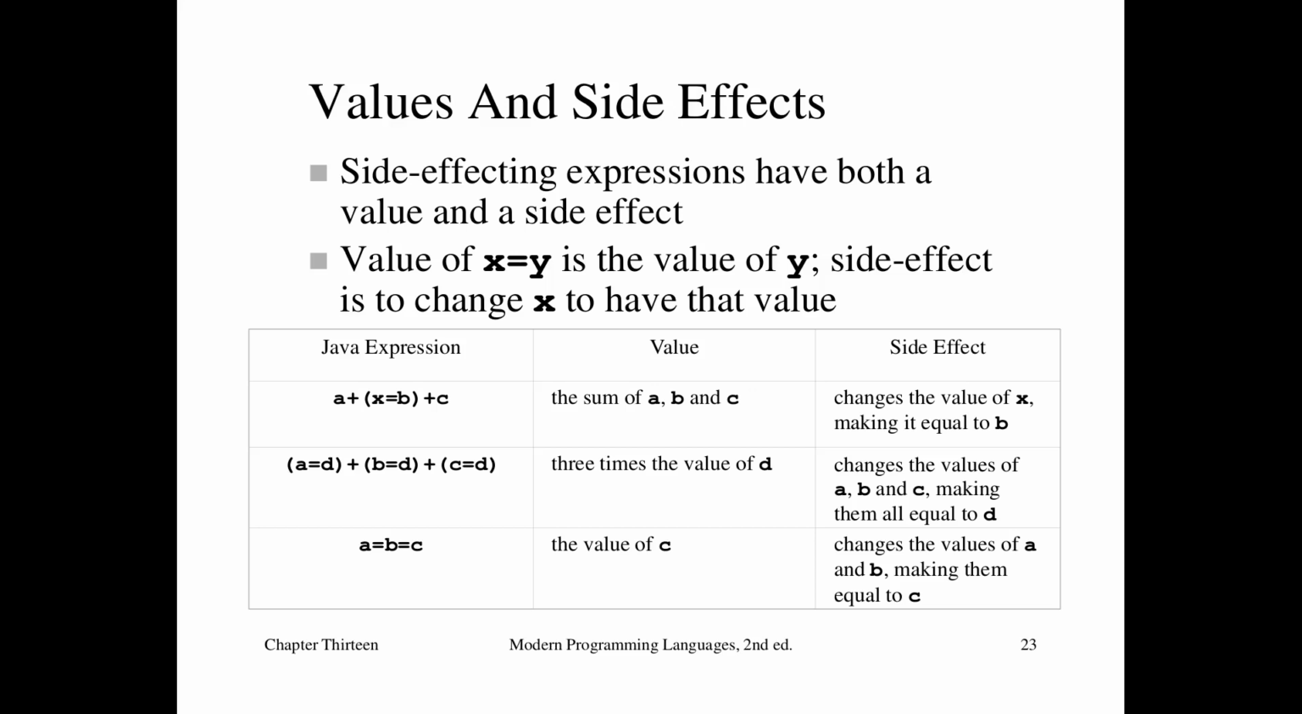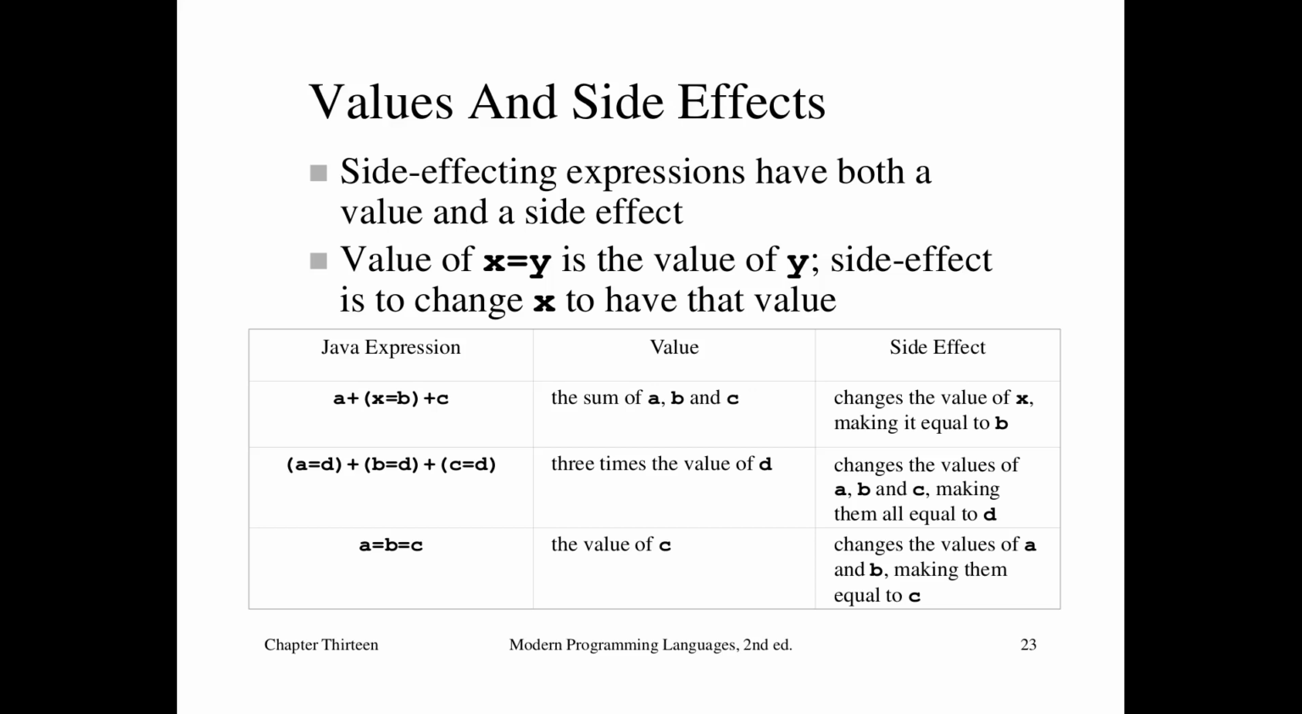Values and side effects, right? When we use side-effecting expressions that have both a value and a side effect, we have to really be aware of what we're telling it to do, what's really going on, right? For example, the value of x equals y is the value of y, right? Because we're assigning y to x and then we evaluate x. But this comes with the side effect of changing x to the value of y.